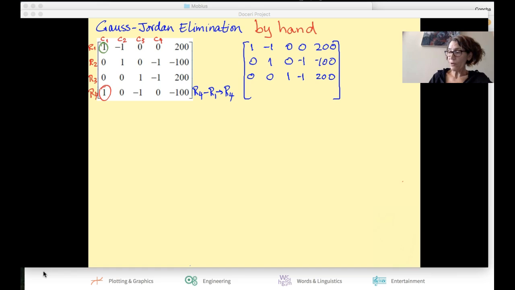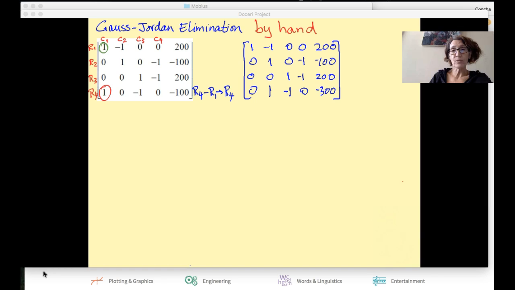So the first entry in the 4th row is going to be 1 minus 1, which is 0. The second entry is going to be 0 minus negative 1, which will be positive 1. The third entry is going to be negative 1 minus 0, which is negative 1. And then the 4th entry is 0 minus 0, which is 0. And then the last entry is negative 100 minus 200, which is negative 300. So that's our new 4th row. And then we see that that leading 1 in the first row is the only non-zero entry in column 1. So that row we're finished with.